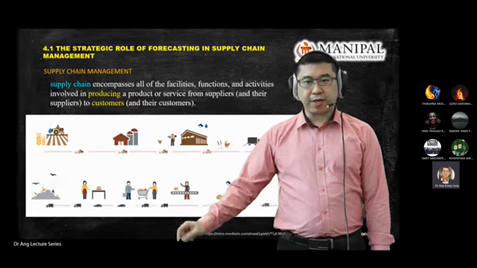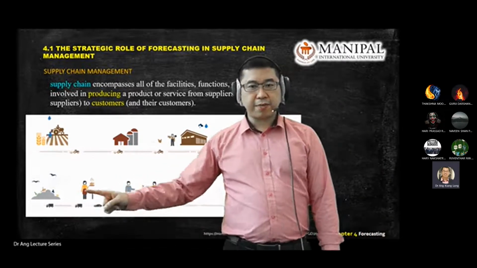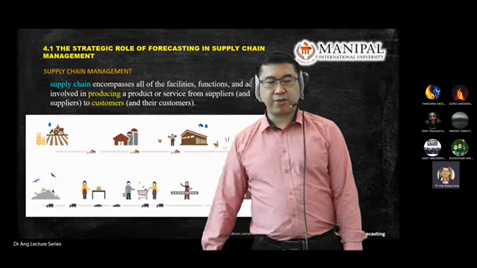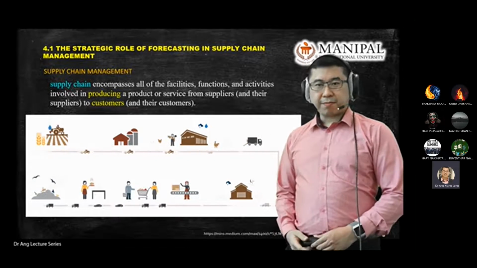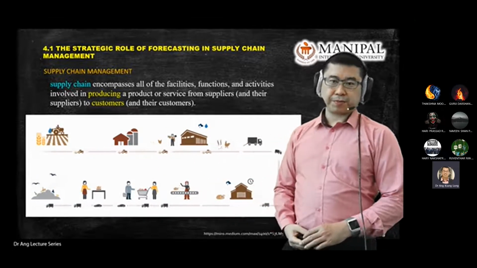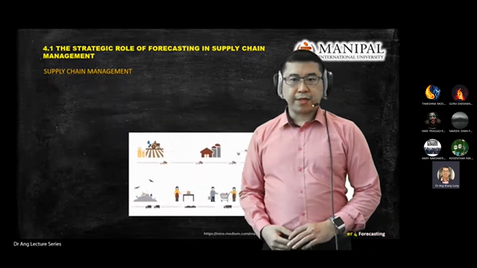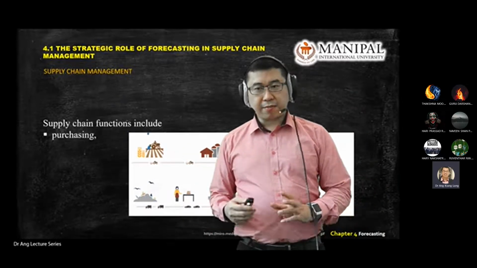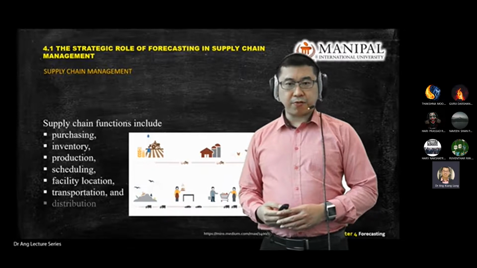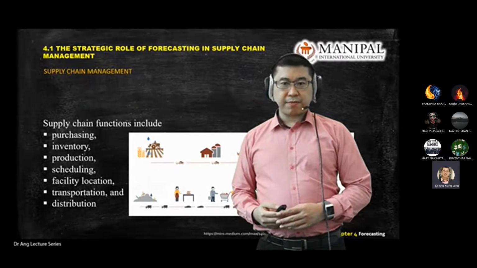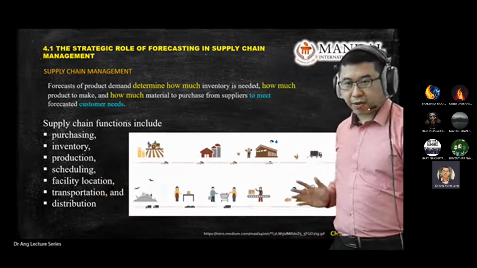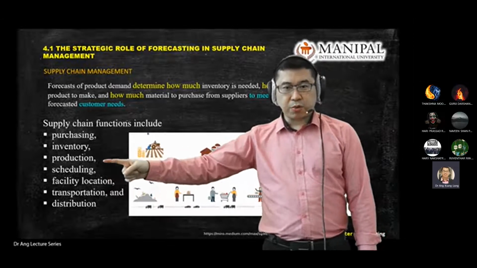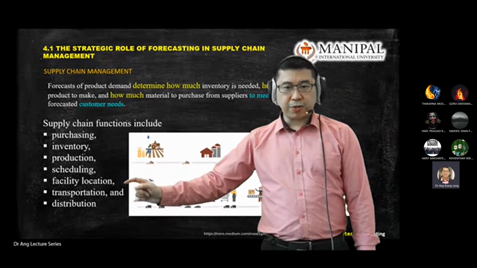Then the products go to the customer's selling point. The customer will pay for the items, use the items and dispose of them, and we call it the end of life of the product. So this is the concept of supply chain. Next, we look at another explanation. These are the activities involved in the supply chain, everything you see in this diagram. It includes purchasing, inventory, production, scheduling, transportation, and distribution.